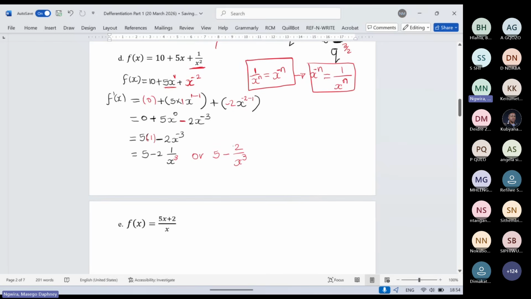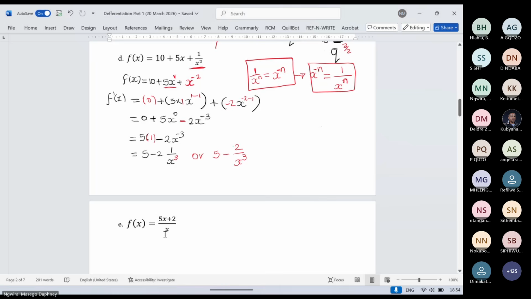The 1, it's 2 times 1, isn't it? That's why it's 2 over. It's 2 times 1. That's why I said or. You're not forced to write it this way. 2 times 1 is 2. Now let's go to E. I'm going to do it again.